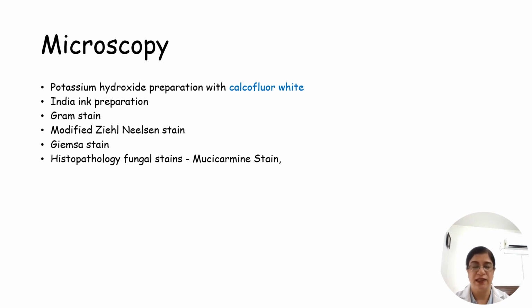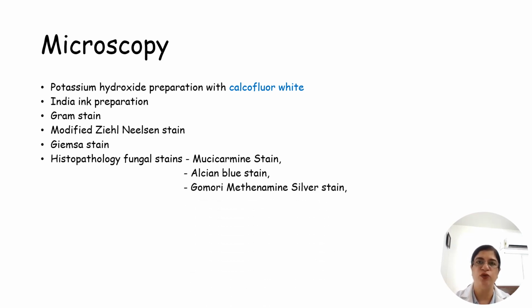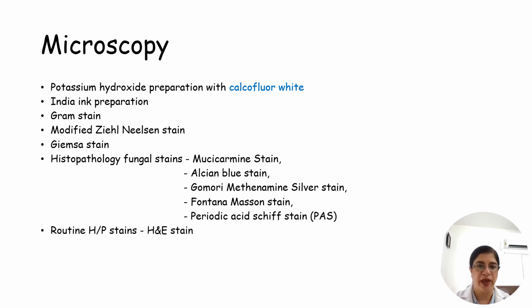Histopathology fungal stains are done in a pathology lab, and they are very important besides culture to identify that this fungus is a true pathogen because it is invading the tissue. Mucicarmine stain and Alcian blue stain are used for Cryptococcus identification. GMS is a highly sensitive stain to identify the molds. Then Fontana-Masson stain differentiates the phaeoid fungi from the hyaline mold. PAS will stain the fungal cell wall red.